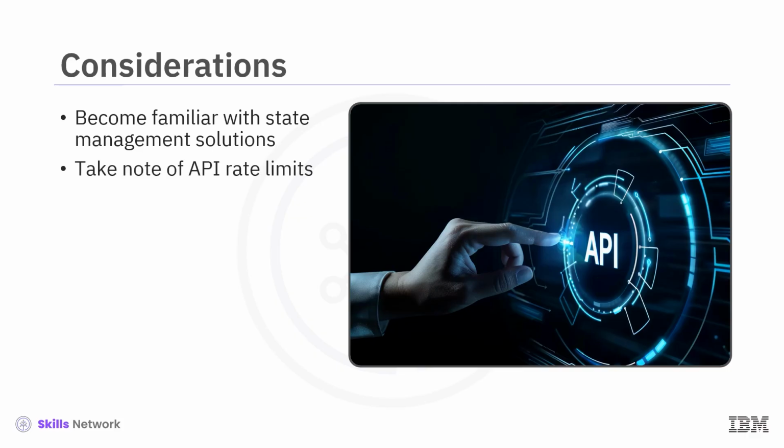Take note of API rate limits to avoid getting blocked by the server. Implement debouncing requests or caching responses to manage rate limits efficiently. Use additional headers or authorization tokens in your request. Ensure that you securely store sensitive information.